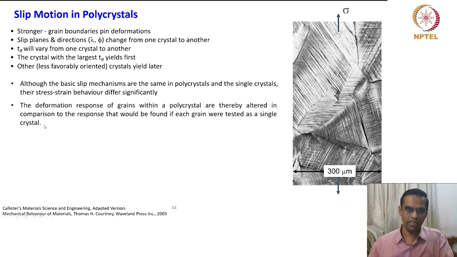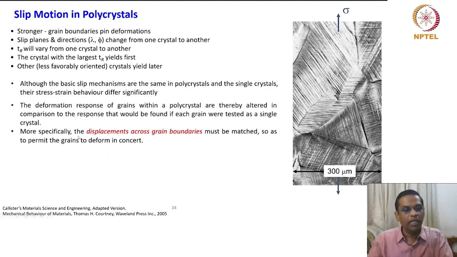So this is quite obvious, right? Suppose you imagine that you pull out each grain and then consider them as a single crystal and then try to deform, they would behave very differently as compared to what it is actually doing during deformation in the presence of its surroundings. Okay, that is what it means. More specifically, the displacements across the grain boundaries must be matched so as to permit the grains to deform in concert. So what does it mean?